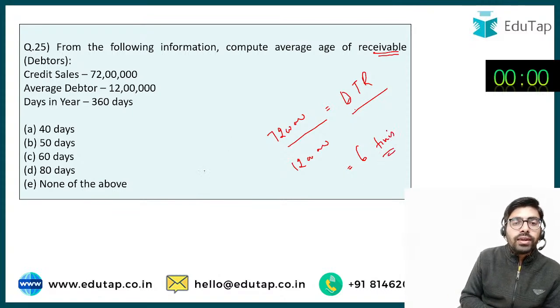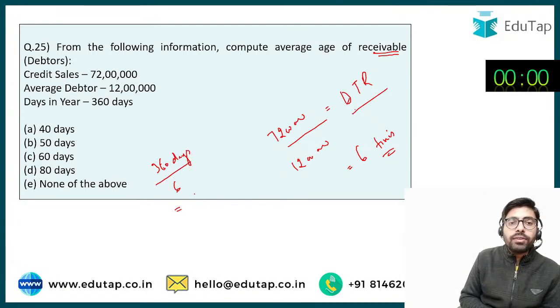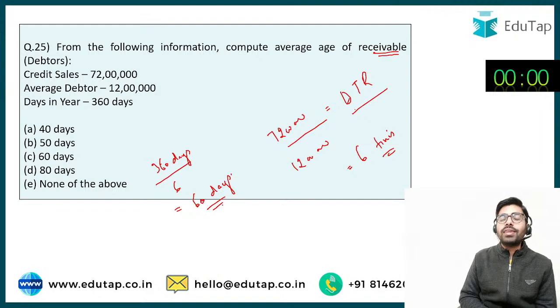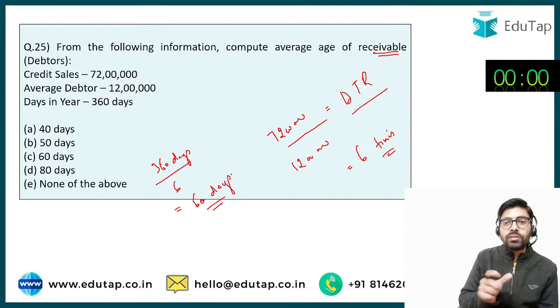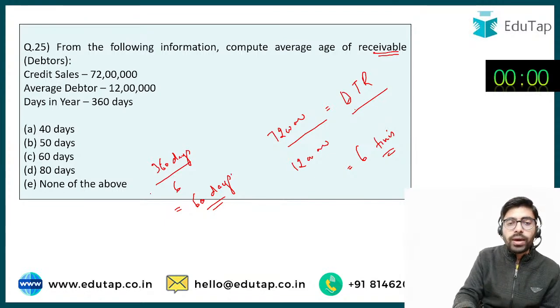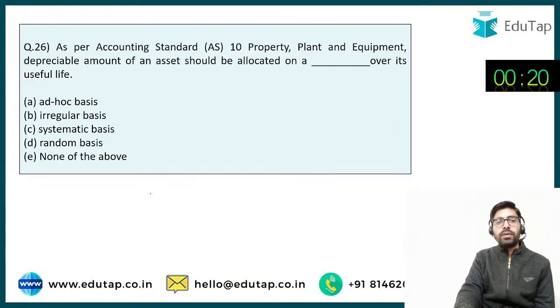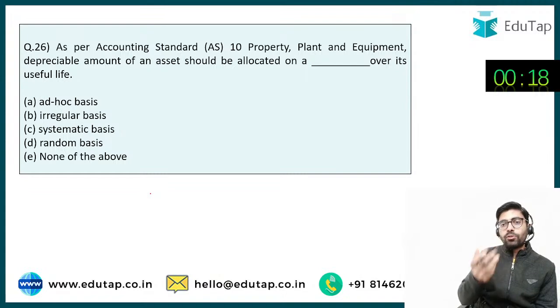I told you, if there are 360 days in a year, what is going to be my average collection period? Dividing it by 6, it is going to come out to 60 days. So my debtors normally remain for 60 days only. This is my average age of receivables. In 60 days, I am collecting money from the receivables. This is the normal age of the debtors. So that's why the answer is option number C. Exactly the same as the question we discussed yesterday.